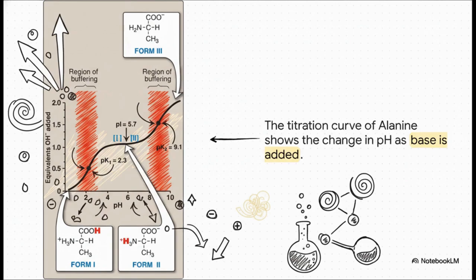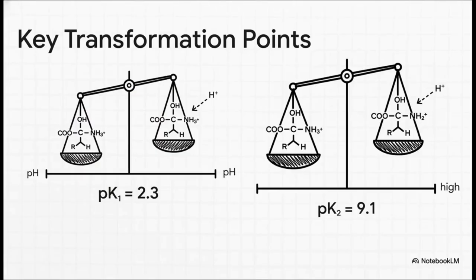Let's break down the key moments here. Okay, so there are 2 critical points on this map. First, at a pH of 2.3, we hit pK1. That's the exact moment the carboxyl group gives up its proton. Then, way up at a pH of 9.1, we hit pK2, where the amino group finally lets go of its proton. And right around each of these pKa values, the amino acid is an amazing buffer. It just soaks up any extra acid or base you throw at it.